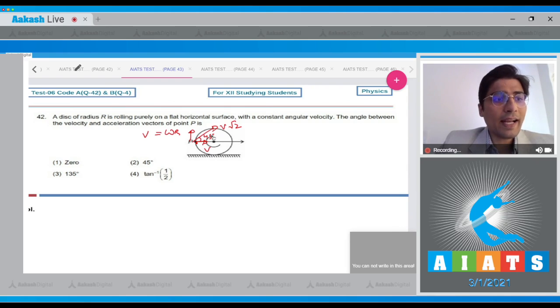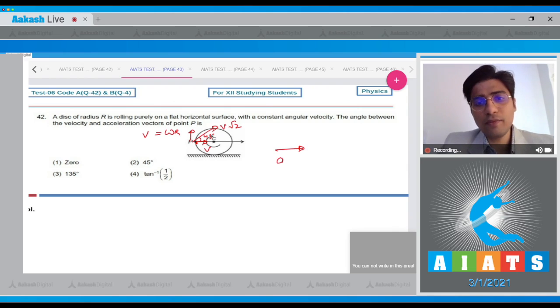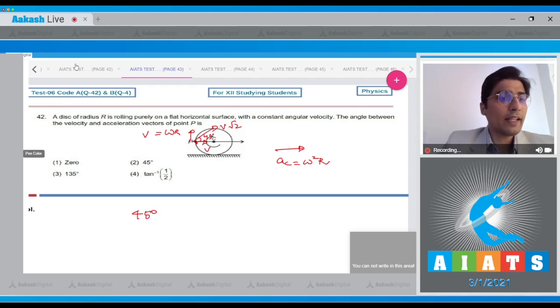Now the acceleration vector will be in the rightward direction towards the center and will have a value of omega square r. And hence we can clearly see the angle between the velocity vector and the acceleration is 45 degrees, and therefore for this question the correct answer is option number 2.